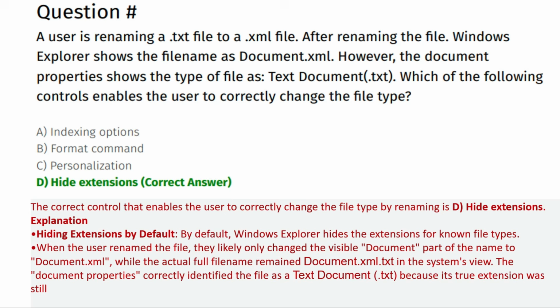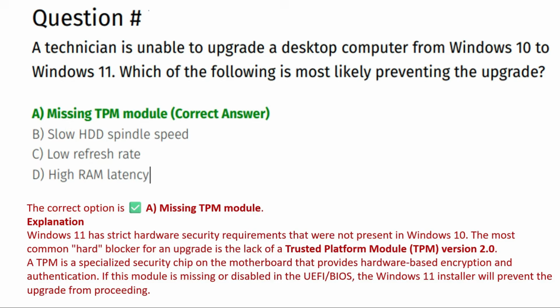So let's check the explanation, and the explanation is hiding extensions by default. By default, Windows Explorer hides the extensions for known file types. When the user renames the file, they likely only change the visible document part of the name to document.xml, while the actual full file name remains document.xml.txt in the system's view. The document properties correctly identify the file as a text document because its true extension was .txt. So that's why the correct answer for this question is option D, hide extensions. So let's move to the next question.